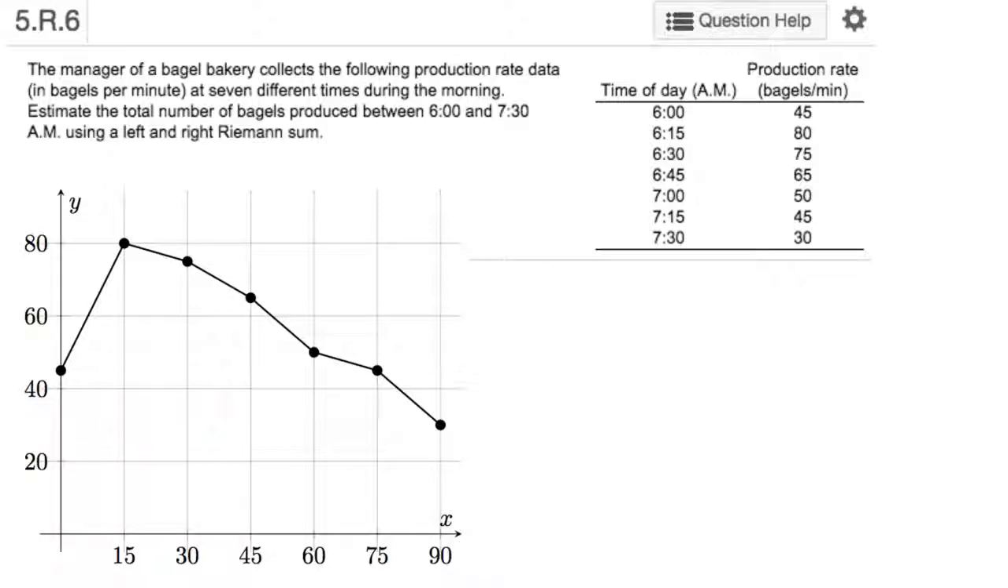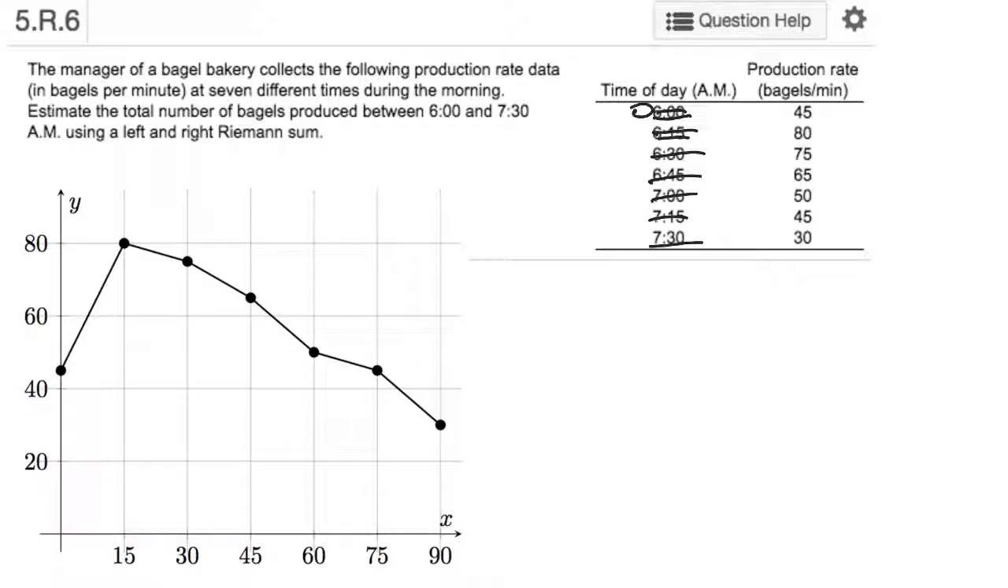Now, the first thing we have to do is make these units the same. Notice on the left-hand side, the time is given as the clock time, but on the right, the production rates are given in bagels per minute. We need those time units to match. So I'm going to just change the times to be in terms of minutes.